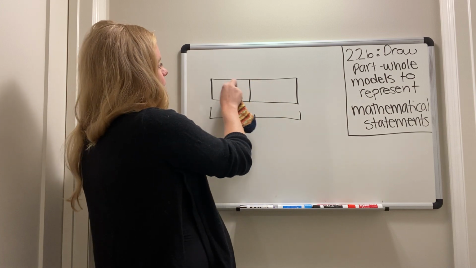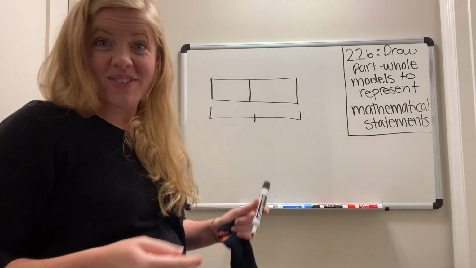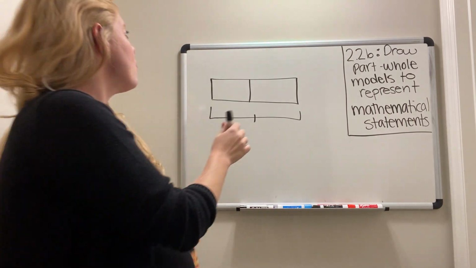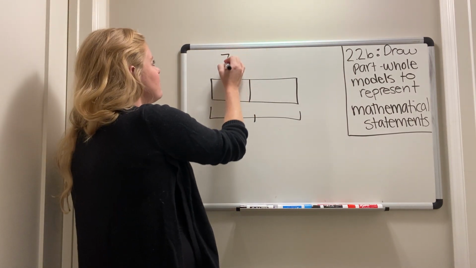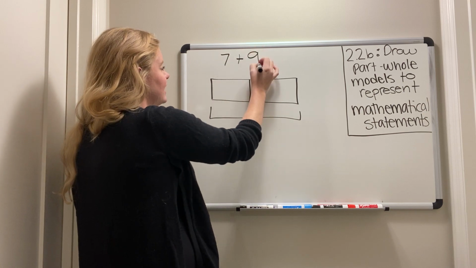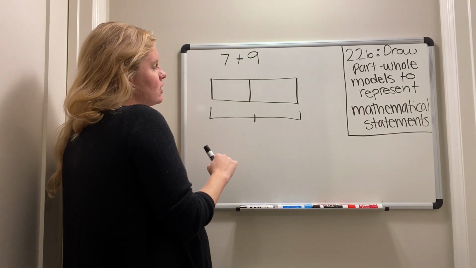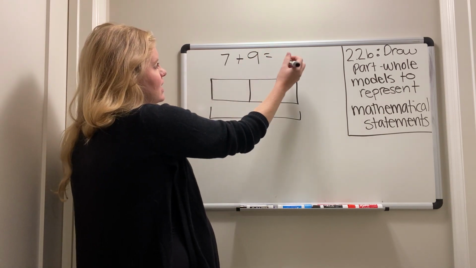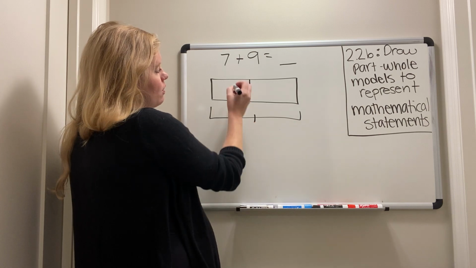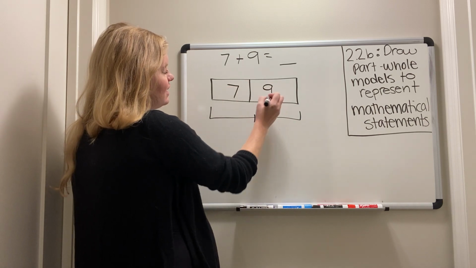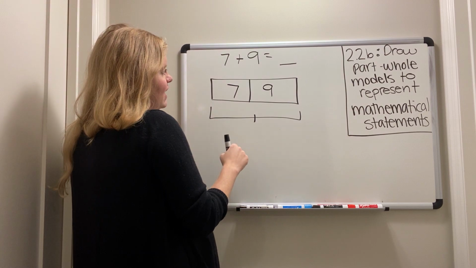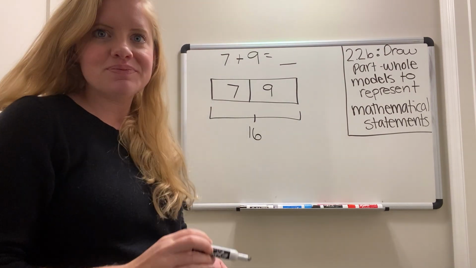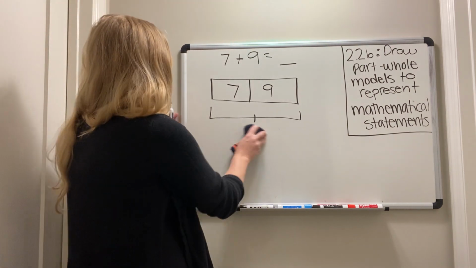Mathematical statements. That's a fancy way of saying a math sentence, right? So let's see. One math statement would be 7 plus 9. Okay, how would we model draw that? We know one part is 7, one part is 9, we don't know the whole. We would put a 7 here, a 9 here, and then we would add them together to get 16 down here. Okay, so that's one kind of mathematical statement.